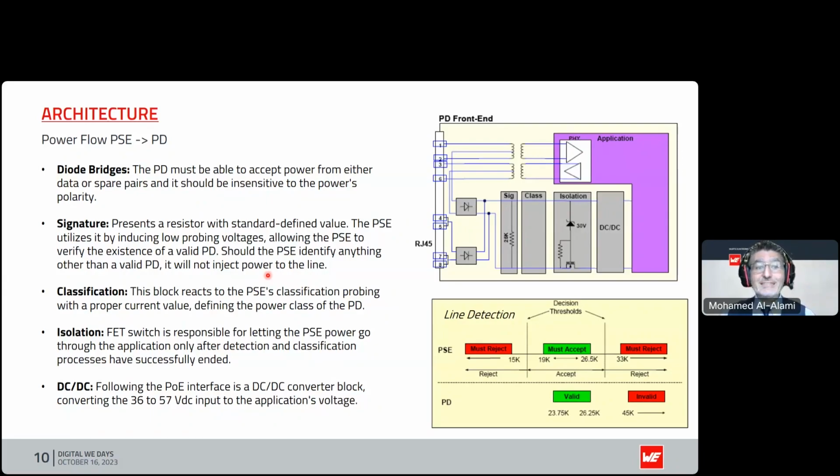about something called classification. So within each one of these types, there are multiple classes, multiple levels of power that the PD requires. So these are defined by the classification. The classification is another probing voltage that is sent across from the PSE to the PD, and through resistance on the PD side of things, it will detect a current flowing back and accordingly release the correct amount of power based on the class of that PD.